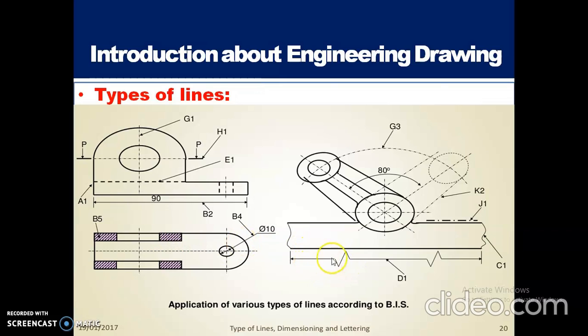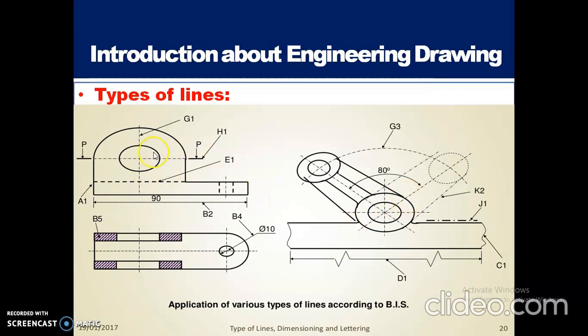Next, this is a zigzag line. Why do we use a zigzag line? Zigzag lines are used to represent a long break line. Okay. Next, this is a center line. Dash dot, dash dot, dash dot, dash dot. This is a center line.